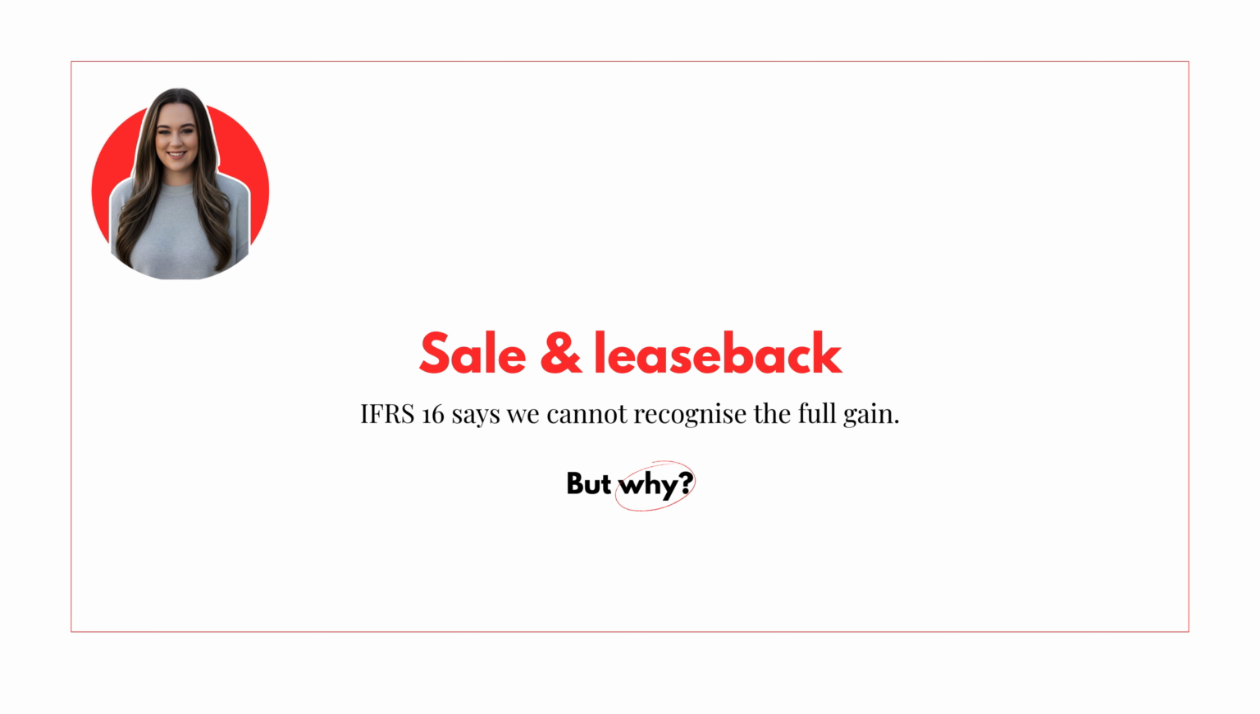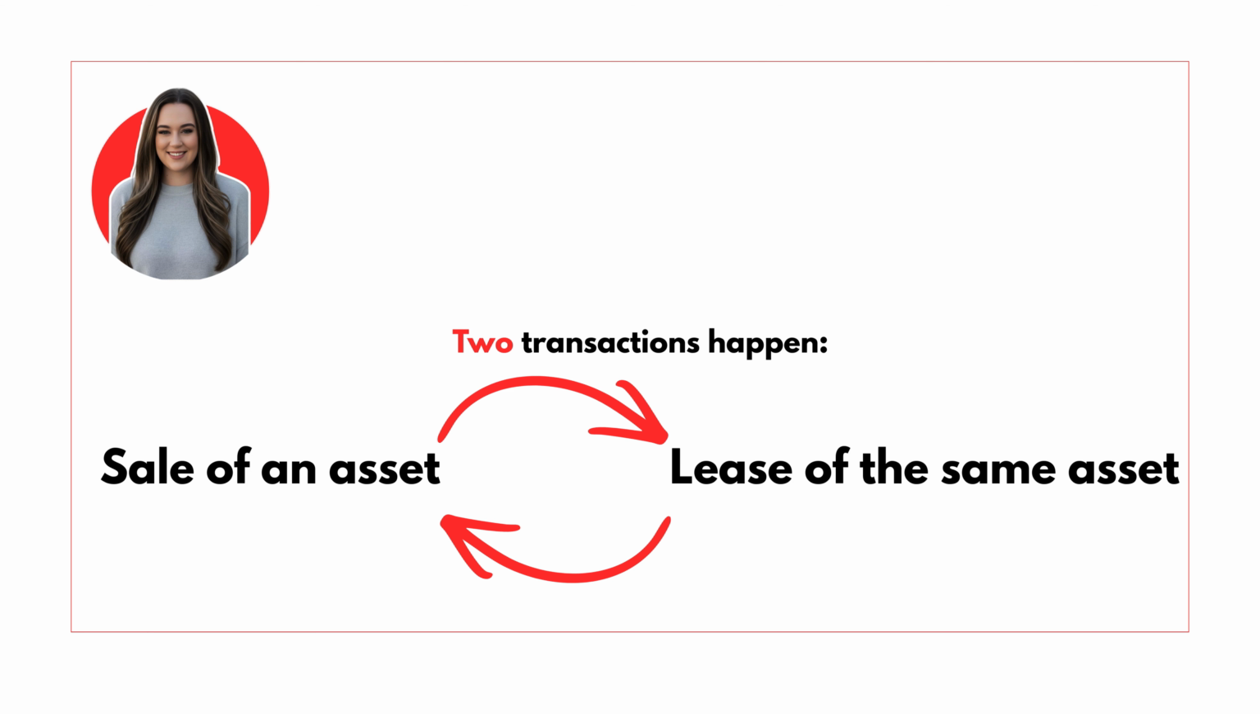Well, let's think about what's actually happening economically on a sale and leaseback, because once you understand that, the accounting treatment does become really logical. Stepping back and looking at the whole picture, a sale and leaseback has two linked transactions. First, the company sells the asset to another party. And secondly, the company immediately leases that same asset back. So those two transactions.